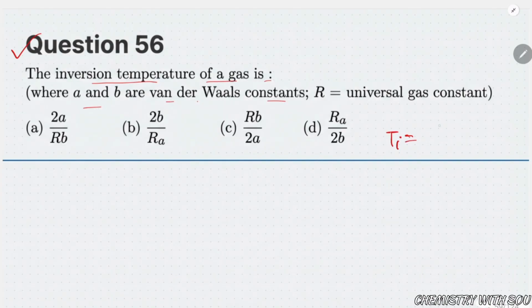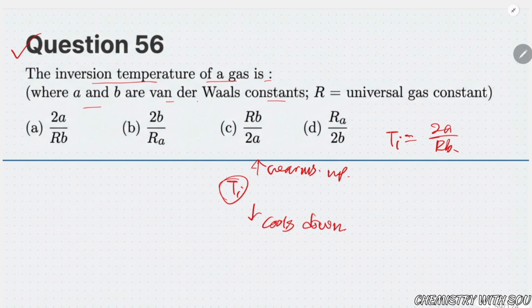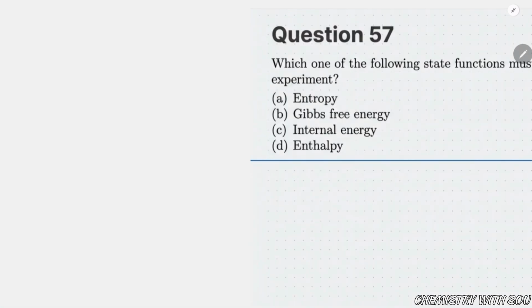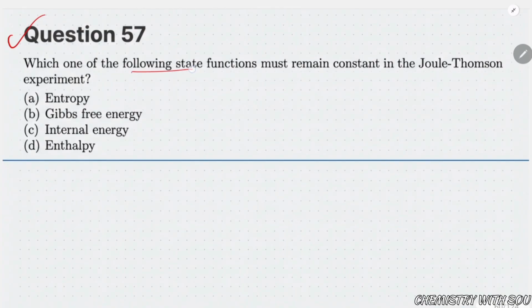In question number 56, the inversion temperature of the gas is A, B or van der Waals. Inversion temperature Ti is equal to 2a by Rb. The inversion temperature is a temperature above which the gas warms up, and below which the gas will cool down. So option A is correct. Question number 57, which one of the following state functions must remain constant in the Joule-Thomson experiment. In the Joule-Thomson, this is an isenthalpic process, so D is correct.